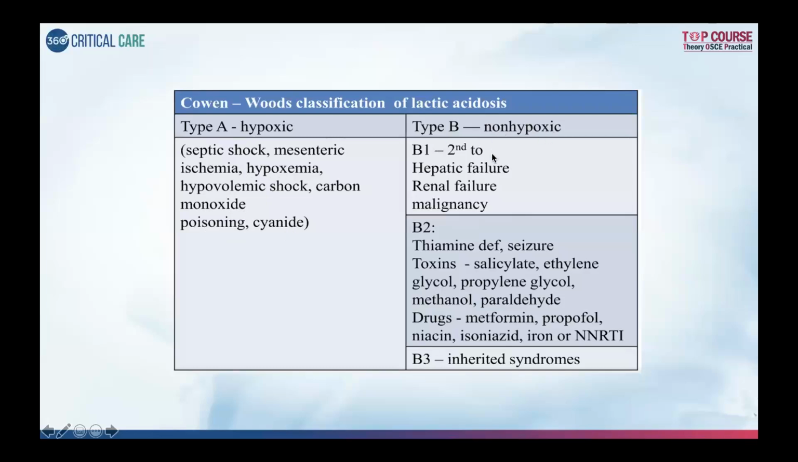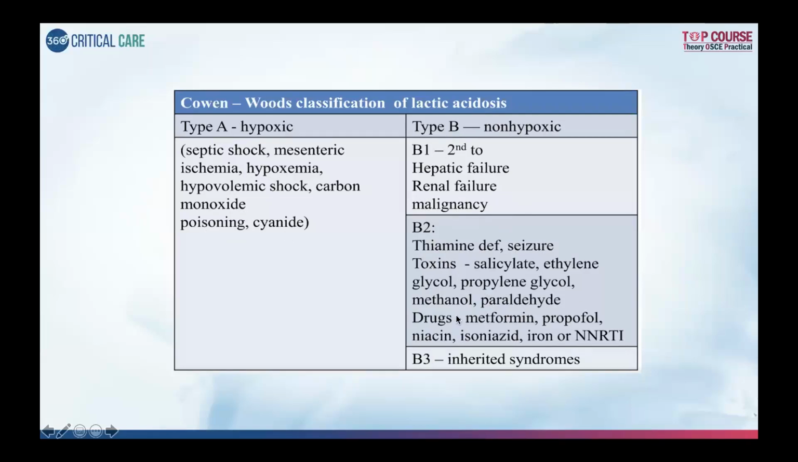Type B is non-hypoxic. It is secondary to renal, hepatic failure, or malignancy. Like patients with CLL, AML can have high lactic acidosis due to some other issues like high cellular consumption and all this. B2 is due to mostly drugs, toxins, okay? Thiamine deficiency, seizure is B2, okay? Toxins like salicylate, ethylene glycol, and then propylene glycol, paraldehyde, and drugs like isoniazide.